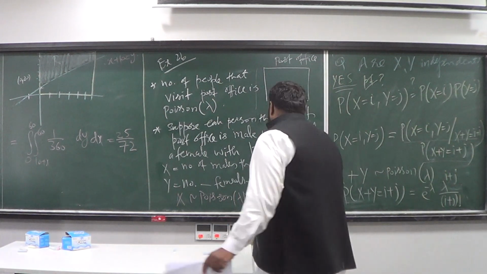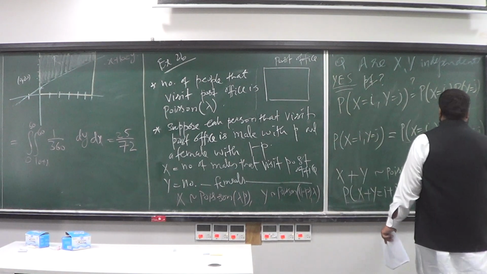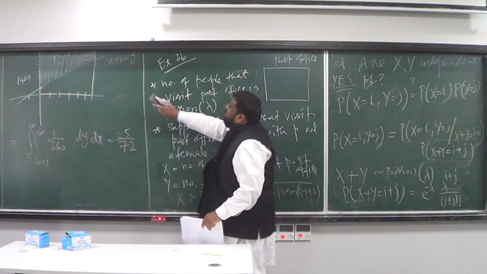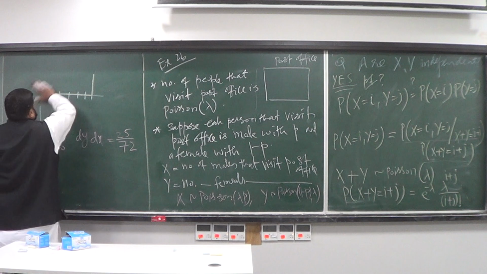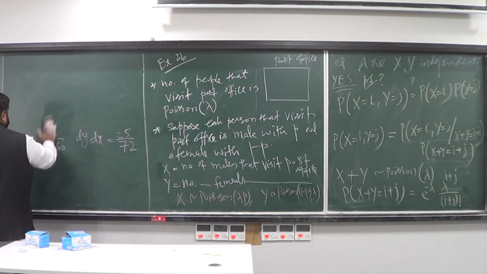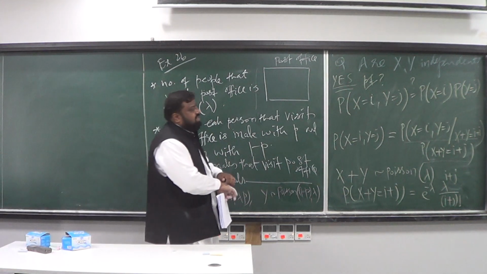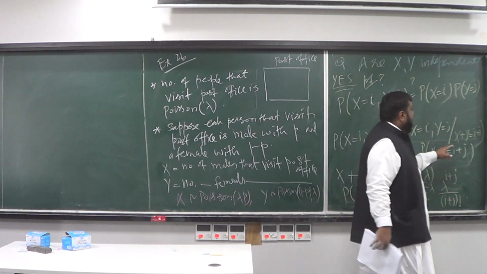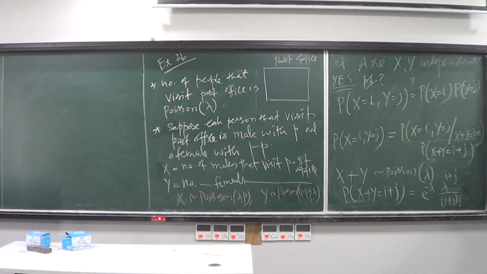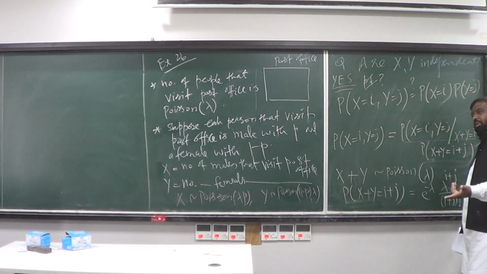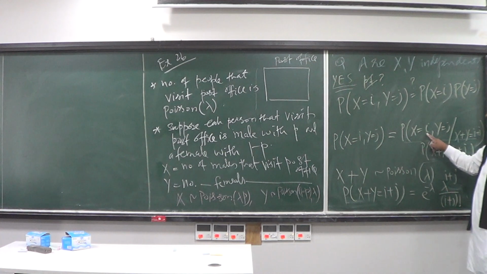So what is the next thing? We know this probability, and now let's think about this probability. Imagine that given that there are I plus J people who have visited the post office on a particular day, what is the probability that there are I males and J females?